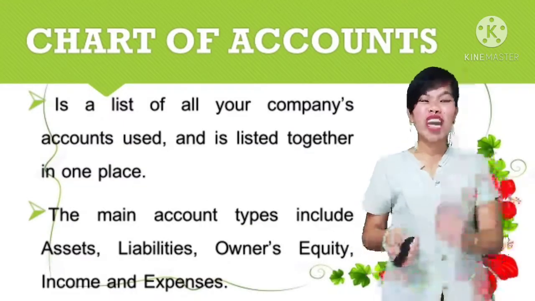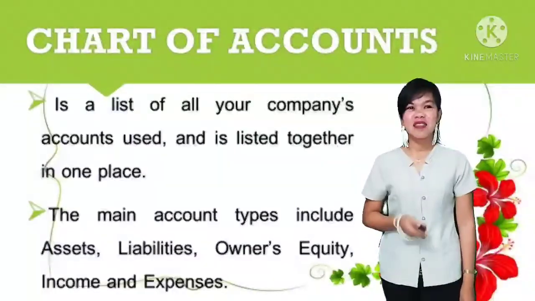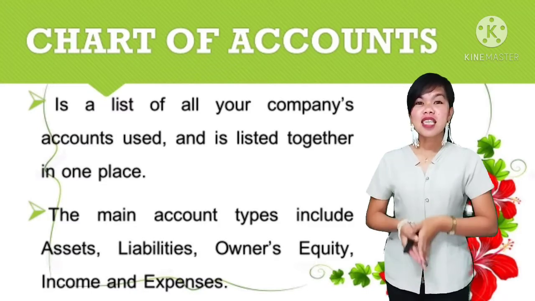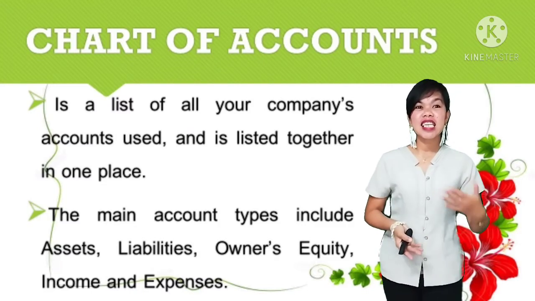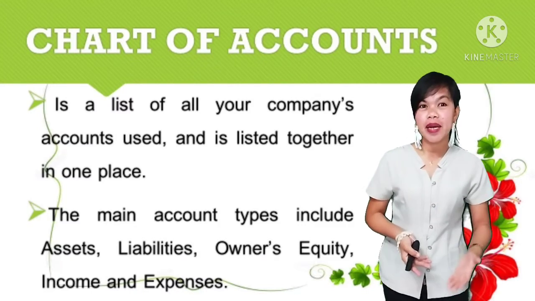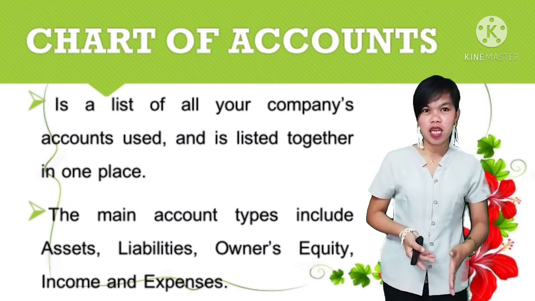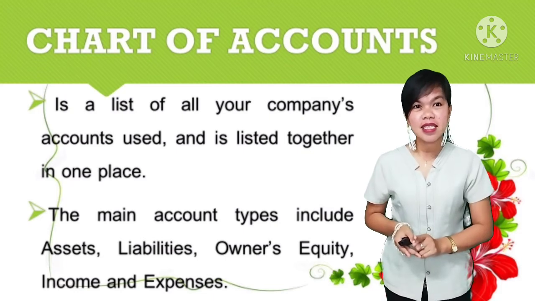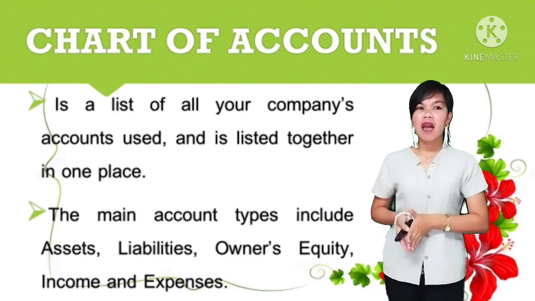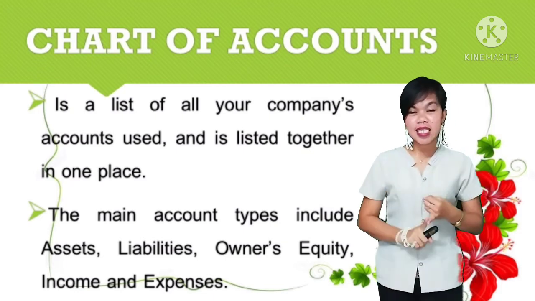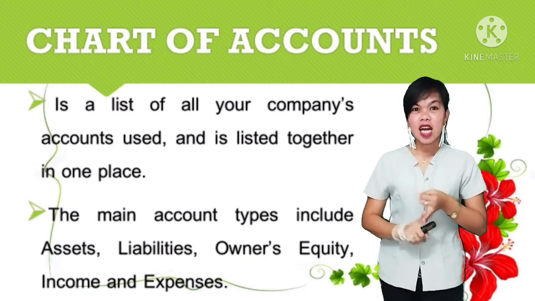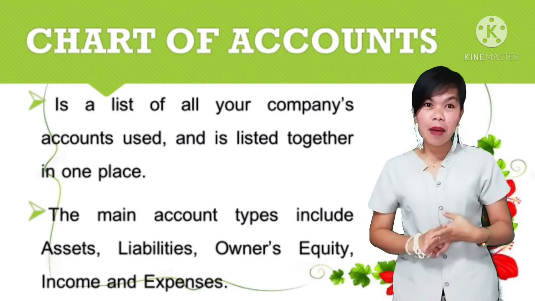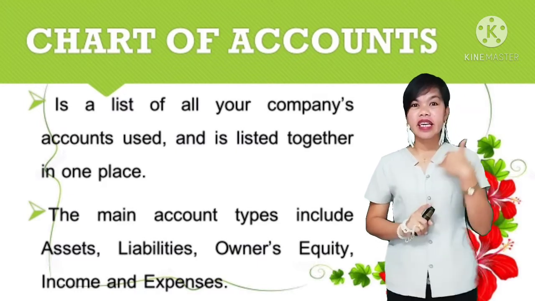Now we will have a chart of accounts. Chart of accounts, it is a list of all your company's accounts used and is listed together in one place. The main account types include asset, liabilities, owner's equity, income or revenue, and expenses.